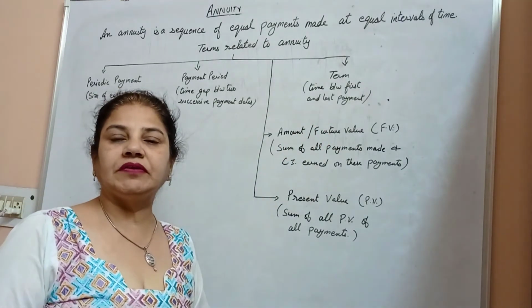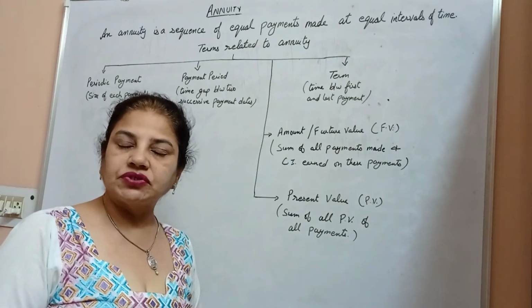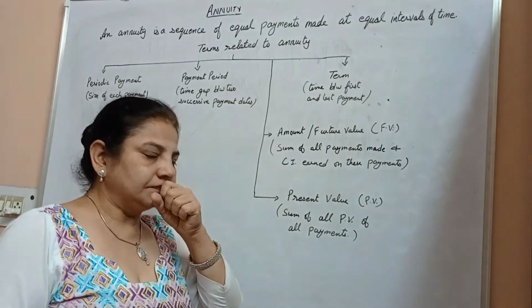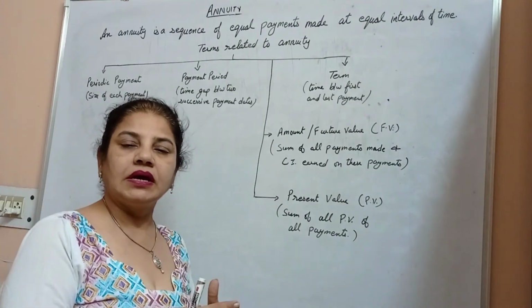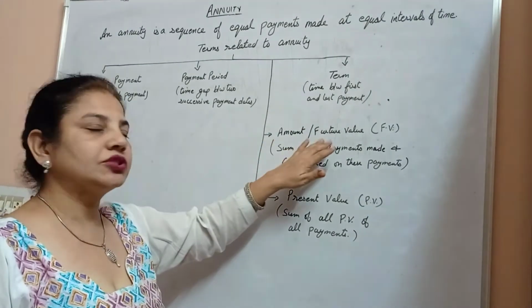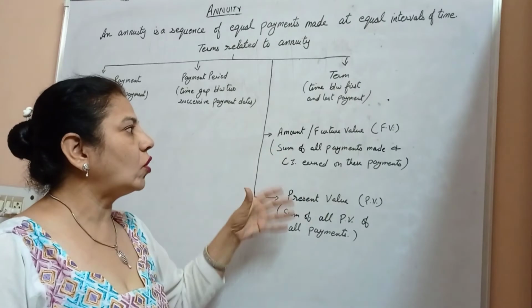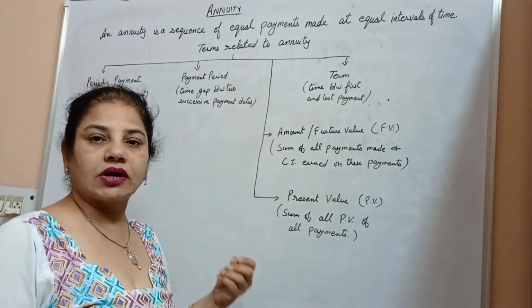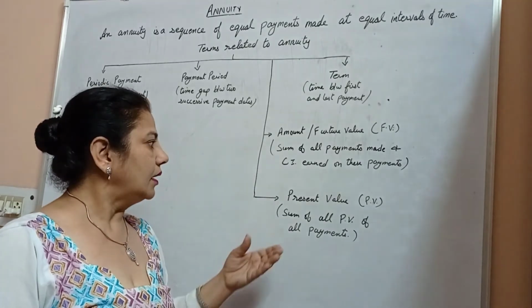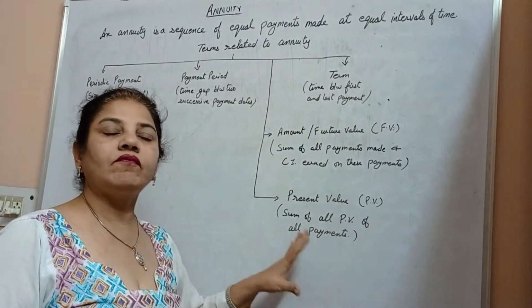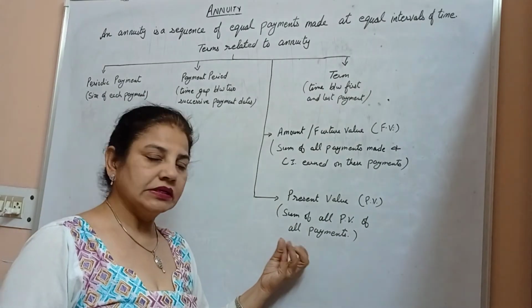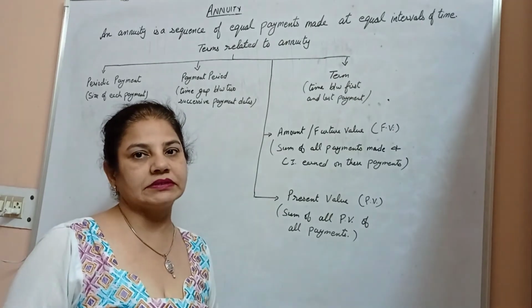Term is the time between the beginning of the first payment and the end of the last payment. Amount, or future value, FV, is the sum of all payments made and the compound interest earned on those payments. Present value, PV, is the sum of the present values of all payments.